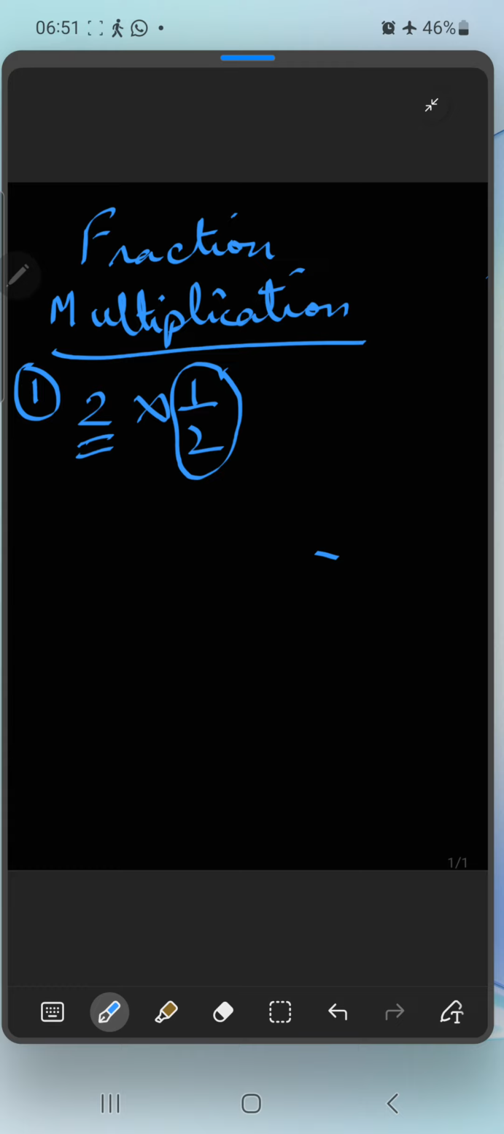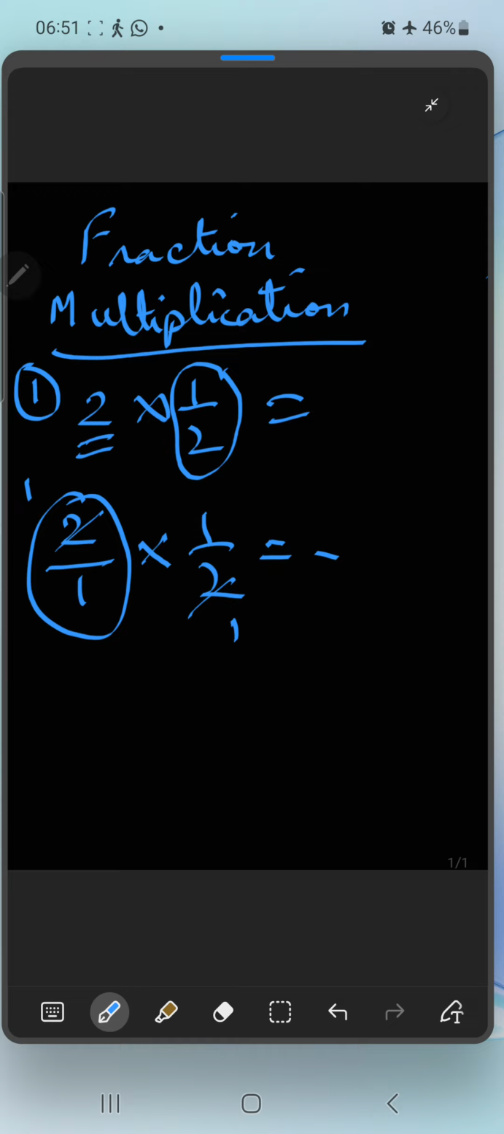So any integer multiplied with the fraction, what you have to do, this 2 means 2 over 1. For your understanding you can write it like this also. So when you multiply this 2 by 1 into 1 by 2, this 2 is in the denominator and this is in the numerator. They both cancel out with 2 and you will get 1 here and 1 here. The answer would be plus 1.